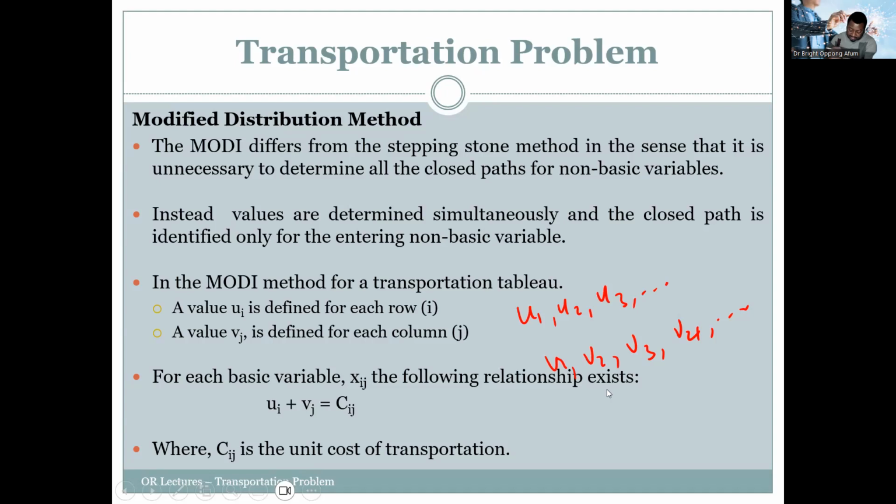Then we later find the one with a penalty cost, or the unit cost that has the most negative value. That means that it will contribute in minimizing the transportation cost. When we identify that, then we initiate the stepping stone for that non-basic variable or that empty cell.